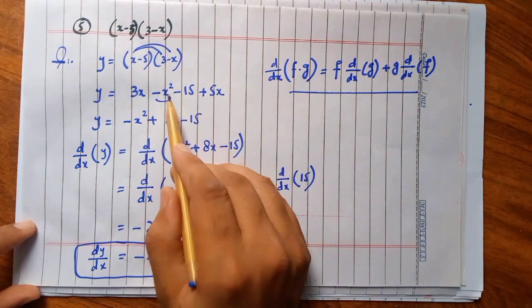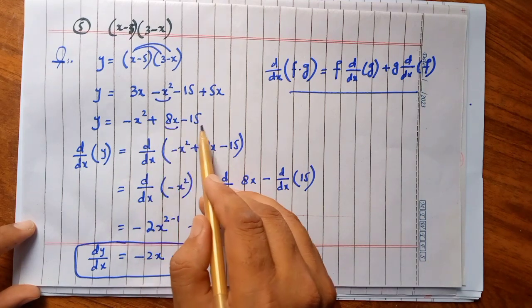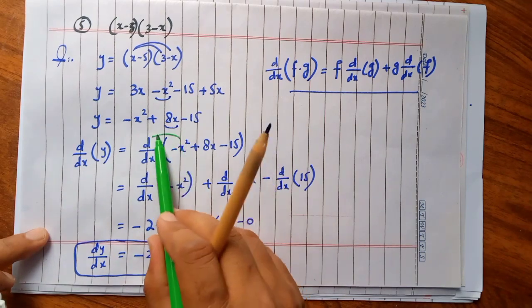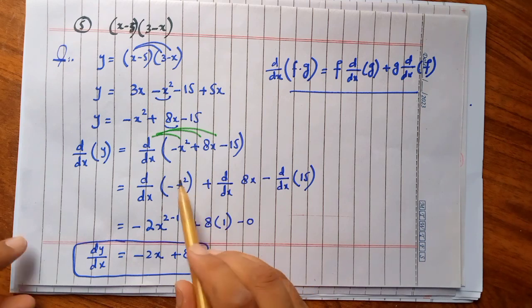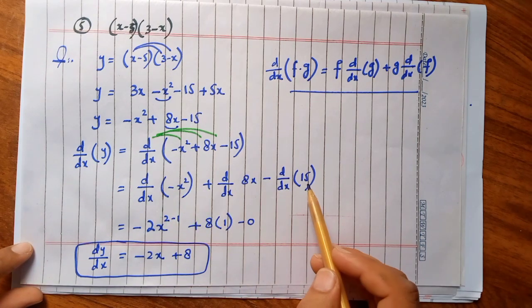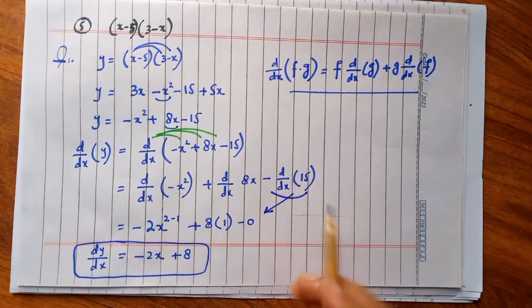So writing x square at the start, so minus x square plus 8x minus 15. So taking the derivative and applying the derivative separately, like in question number 3. So this will become the derivative of minus x square and the derivative of 8x minus the derivative of 15. This is a constant, so the derivative of a constant will be equal to 0.